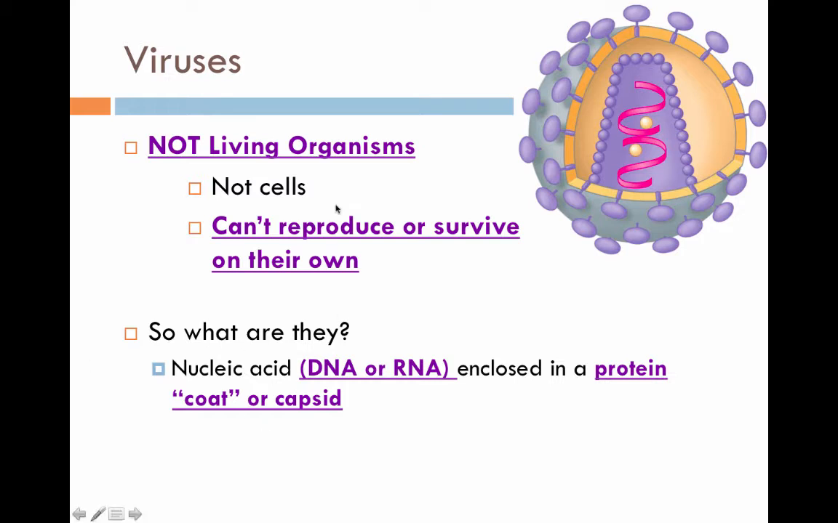Look at the picture in the top right. This picture is a picture of a virus. Inside this pink stuff is supposed to represent either DNA or RNA, which is a nucleic acid, and everything on the outside is protein. This is why we're talking about viruses in this unit. They're just DNA or RNA and protein.